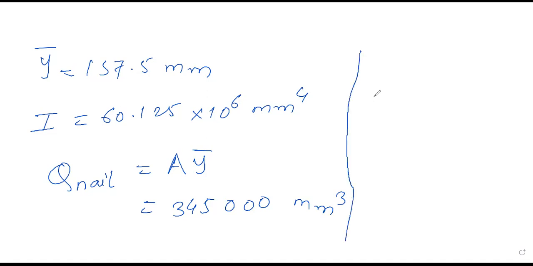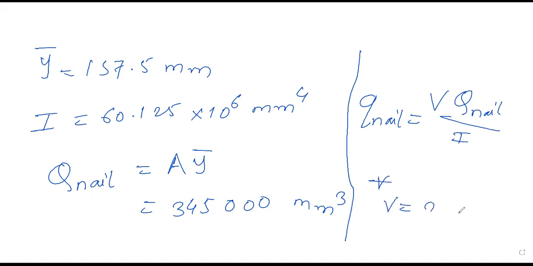Then Q nil, the formula for Q nil is V Q nil by I, where V is taken as 2 kilonewton. So Q nil, after simplify, we'll get 11.476 Newton per mm.